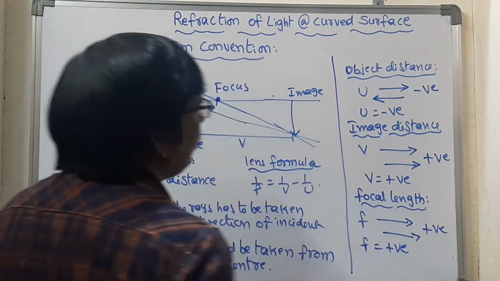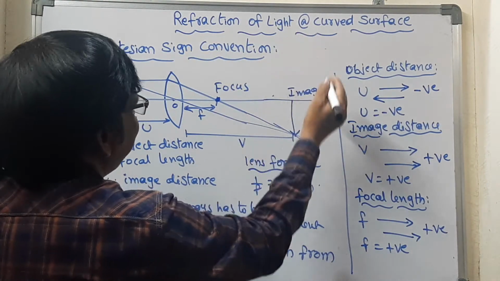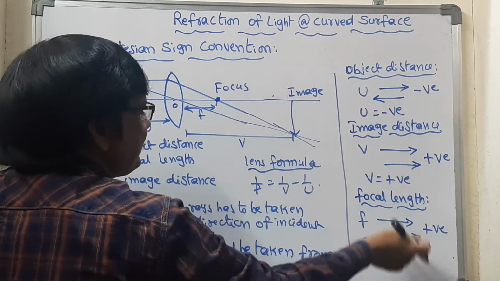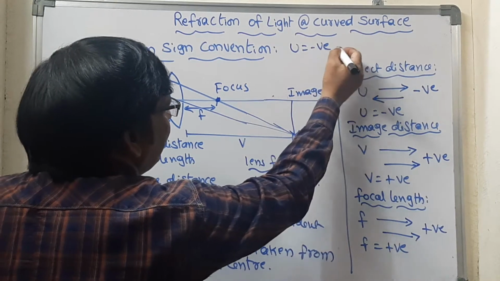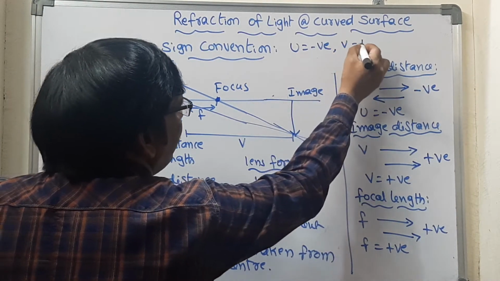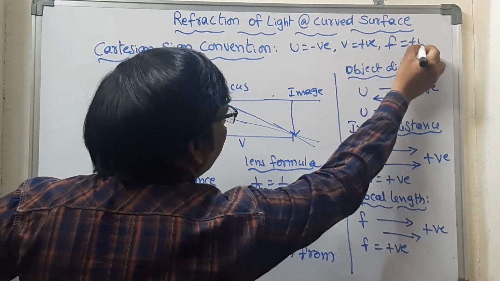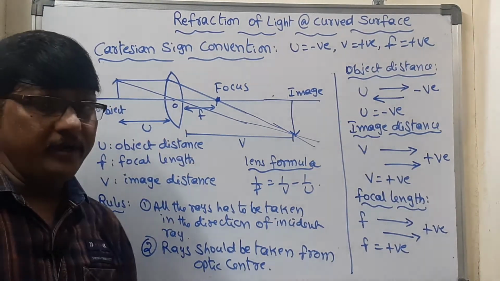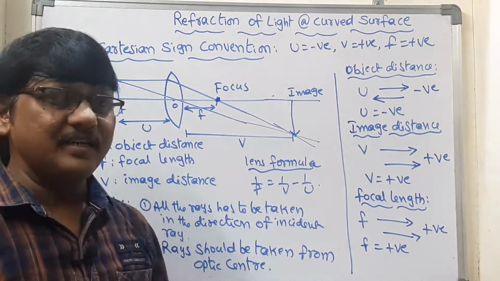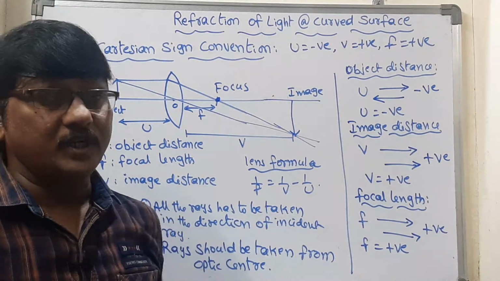So ultimately, for this Cartesian sign convention, this is what we can take: u is equal to negative, v is equal to positive, f is equal to positive. Okay, in this way you can take all this. I don't want you to learn all these things, so here is a very simple shortcut.